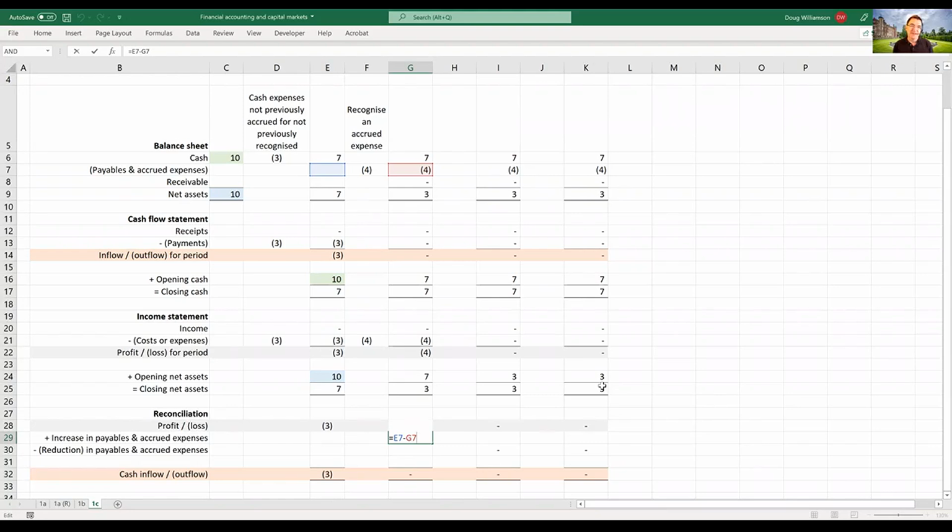So we're recognizing this liability, but we haven't paid anything. And this pattern is exactly the same as if we had had the bill, but we haven't paid it yet. It's another example of a liability to be settled in a future accounting period. So another timing difference.